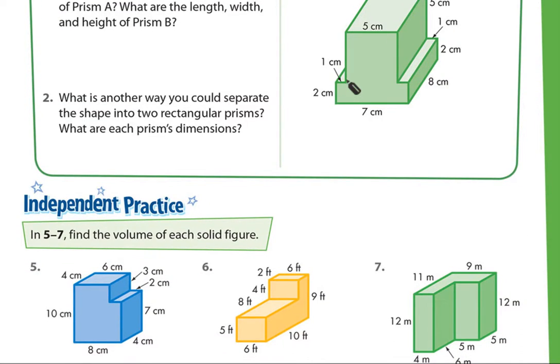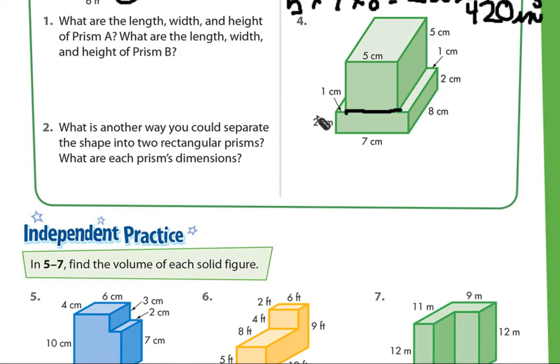This one, just a suggestion, I would cut it this way right here. So you make 2 rectangles right there. And then you can find your length. I'm just going to circle them. Your width and your height. This would be for rectangle A, and then for rectangle B, I would do the same thing: multiply for rectangle A, multiply for rectangle B, and then add them.